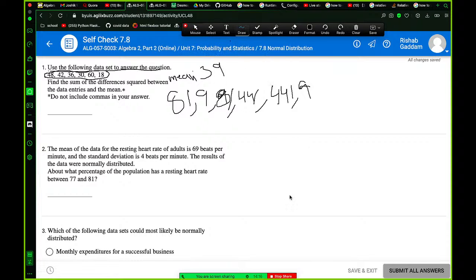So the number beside the 81, is it 44 or 441? That's 441. Well, okay, because that gives you an answer of 1062. 1062? Yep. Okay. So good job.